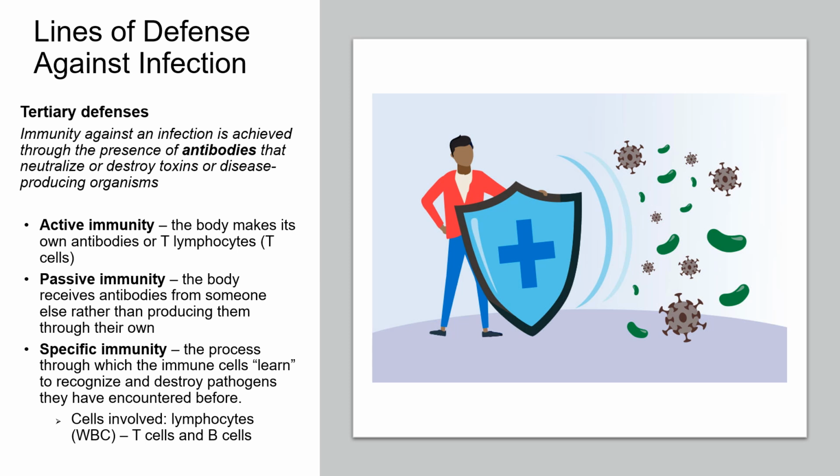Then we have passive immunity. So this is when the body is not making their own antibodies and they're actually being given the antibodies. Then we have specific immunity, and this is when our immune cells kind of learn to recognize and destroy pathogens, and this is where our T cells and our B cells come in. Quite complicated process, but very, very interesting and amazing.